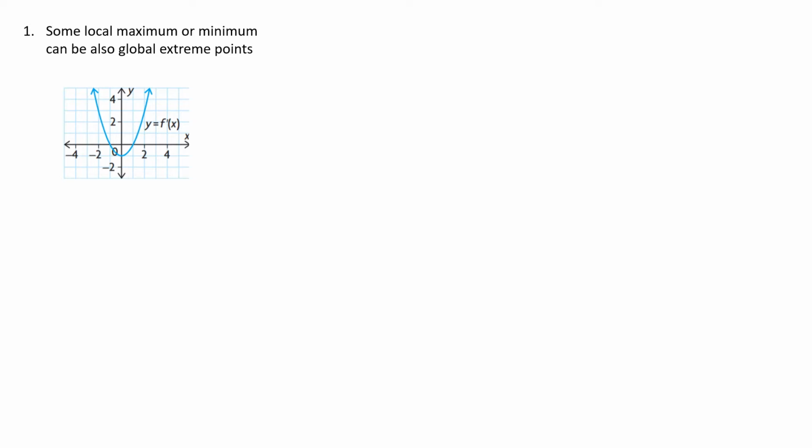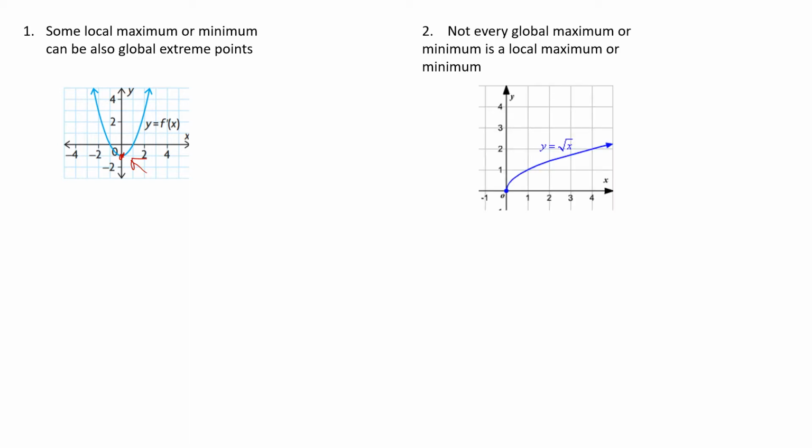I know my local minimum, my lowest point, would be at 1 right up here. However, it's also the lowest value on the entire function. Therefore, it's also my global minimum. Second, not every global maximum and minimum is a local maximum and minimum. For example, in the function root x, the lowest point on the function is when x equals 0 up here and y also equals 0. However, it is not a local minimum because root x is undefined when x is negative. So it cannot be a local minimum. It's only my global minimum.